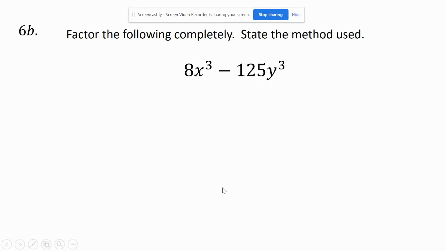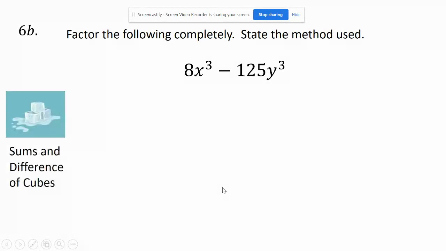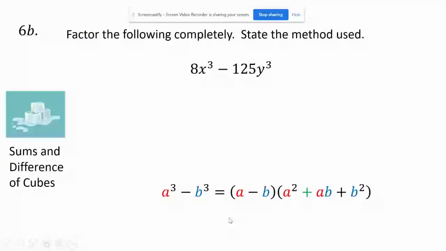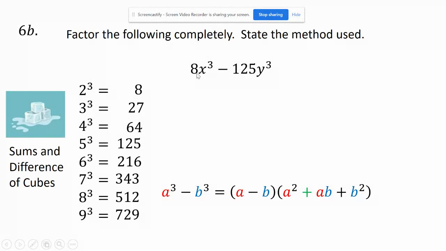Ooh, Coach Stoney, you got tricky. Well, but think about it. 8 is still a cube root number, right? It is a 2 along with an x, and this is going to have 125 as a 5 with a y. So I'm going to basically have a 2x and a 5y. So I'm going to put a 2x, and it's going to be minus 5y because that's what's right up here.